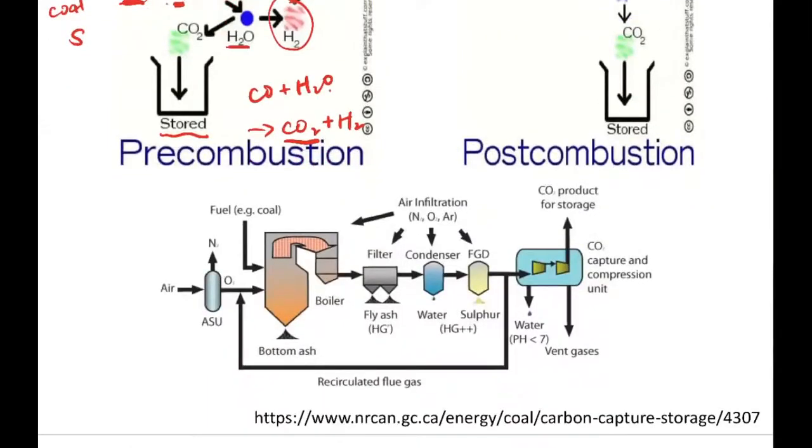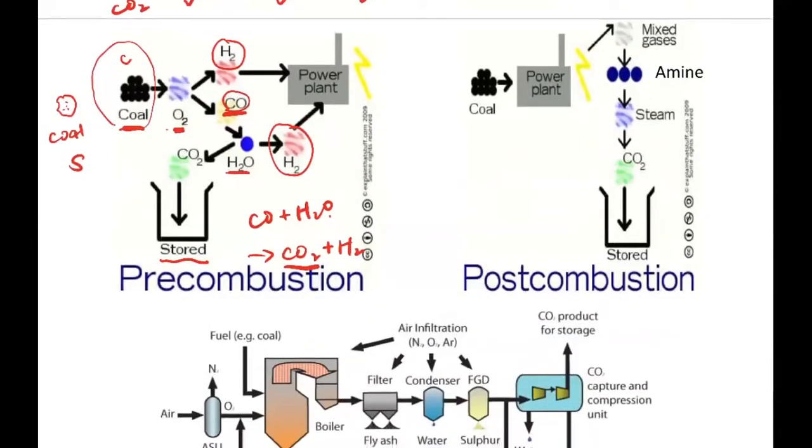And we also have the post-combustion method. Post-combustion means we still directly send the coal into the coal-fired power plant, right? And then the mixed gas will be carbon dioxide, water, some sulfur dioxide, NOx, and so on, okay? Of course, we want to remove these acidic gases first, and then send the rest into the amine reactor here.